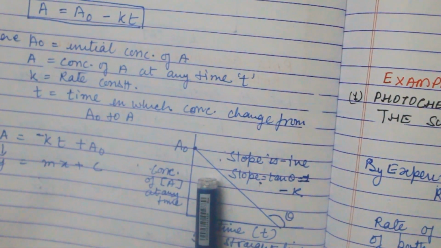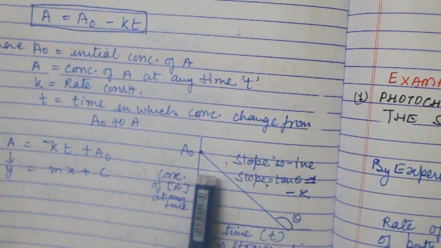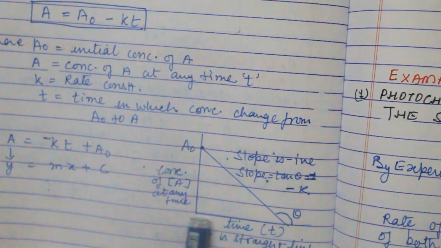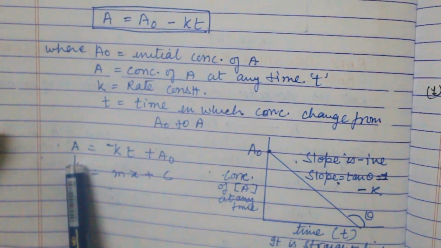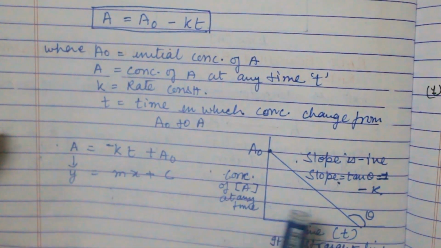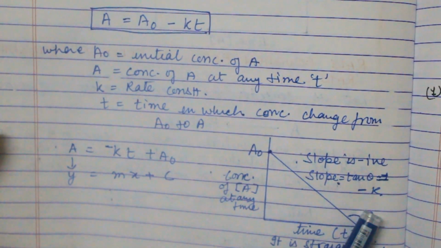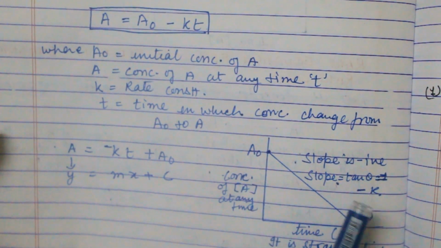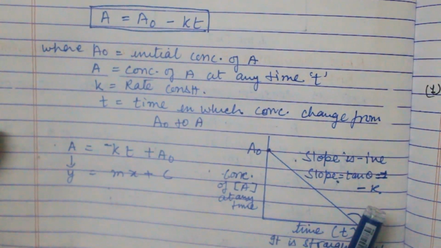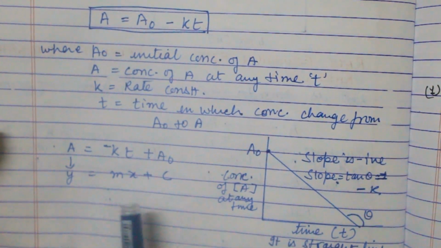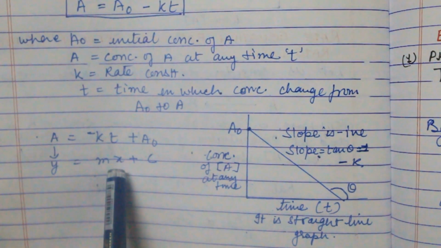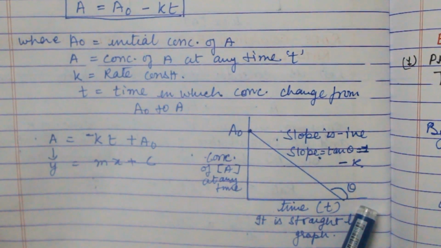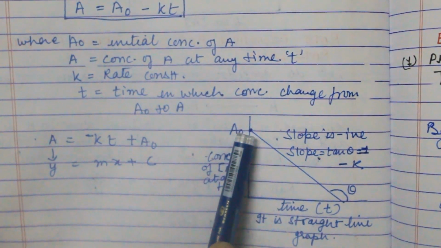Now if we consider the graph, this is the y-axis and this is the x-axis. On the y-axis the concentration of A changes according to this expression. This is the slope, where tan theta is equal to minus k, because the slope is negative, and on the x-axis is t, and the concentration of A is here.